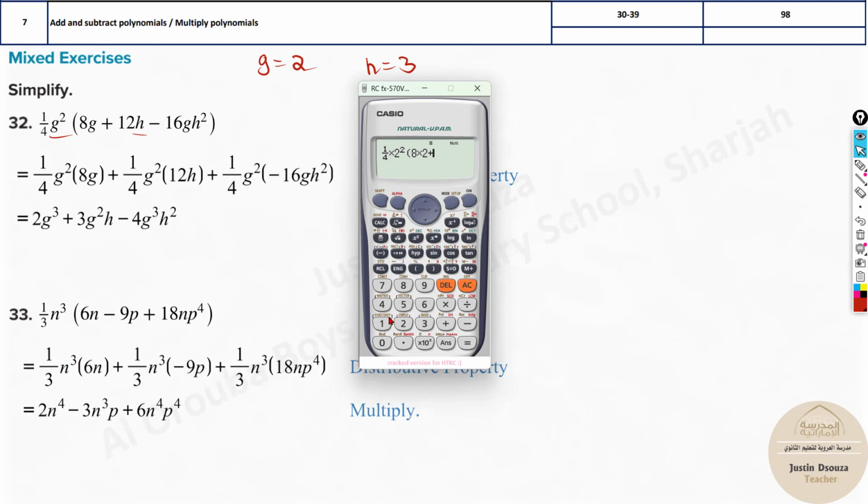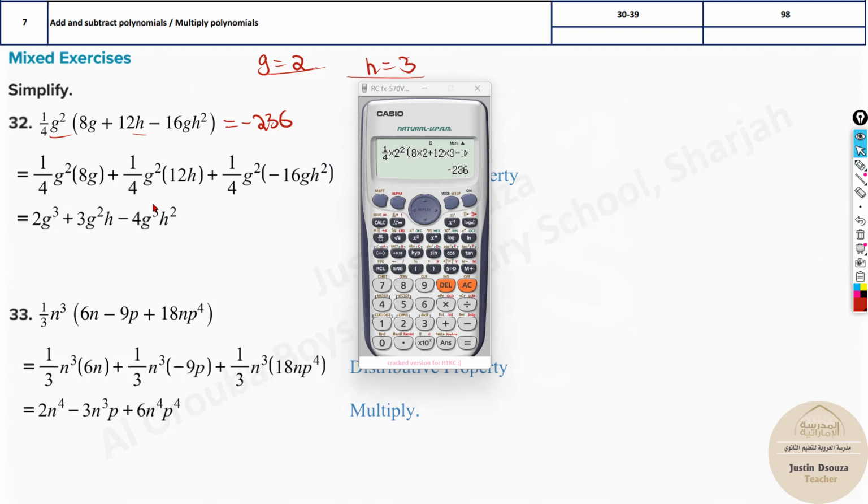Plus 12 times, H is 3, just put 3 over here. Minus 16 into, G is again 2, into 3 squared. Close the bracket. Now we are done. Press equal to. What is that answer? It is negative 236. What you need to do is write it down over here. This equals negative 236. These values are very important. Now what you must do is, it's a bit long method. You will have 4 options over here because it's MCQs. You need to substitute 2 and 3 for all the options and check which correct answer gives you negative 236. There can be only one answer.